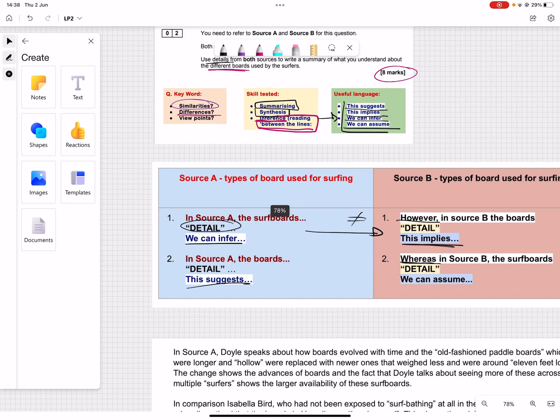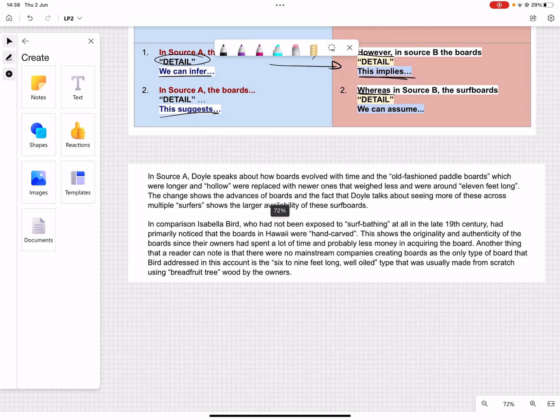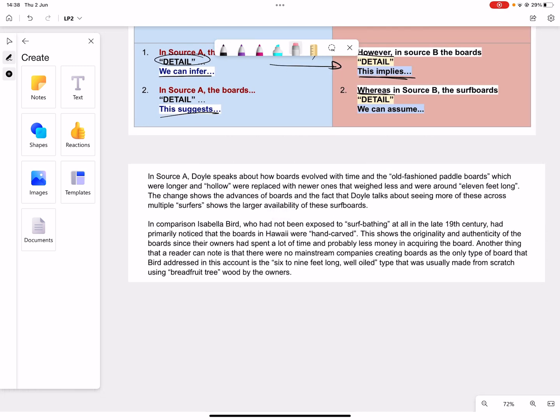What does this look like in practice? Okay, well, here we are. This is what that looks like in practice. So let's see if we get the information. How surfboards have evolved. We get our quote, so you get a tick for that. Another bit of evidence. Okay, and there's the inference. The change shows the advances of boards. So that's the inference that's going on there. So I'm getting a tick for that. The point, I'm getting a tick for the evidence, which is quite judicious.